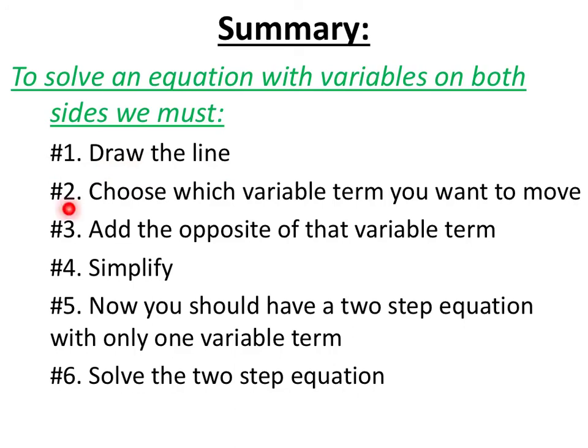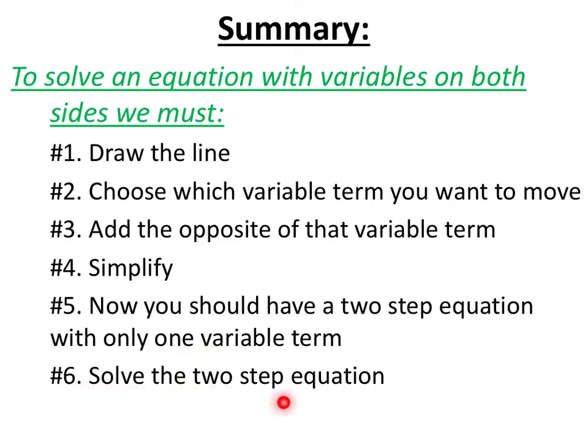So after we draw the line, number 2, we have to choose which variable term you want to move. And the way that we move it, the way that we get it to cancel out on one side and move to the other side, is to add the opposite. After you add the opposite of that variable term, you simplify, so you actually combine the like terms, and you bring everything else down. Now you should have a two-step equation that has only one variable term.